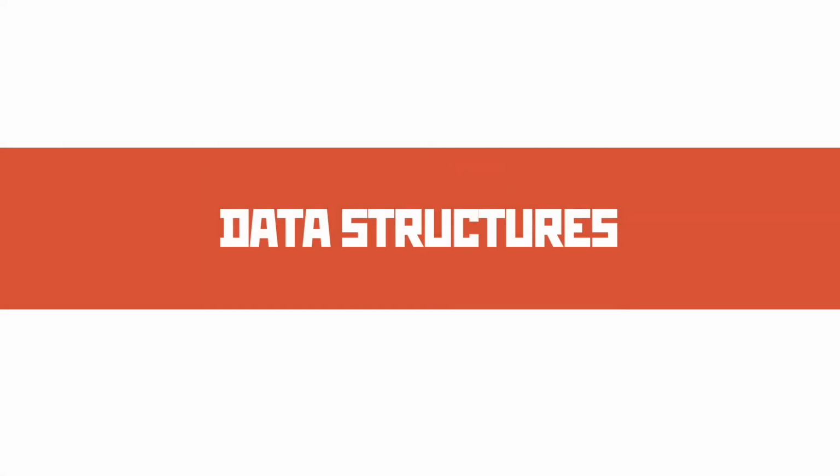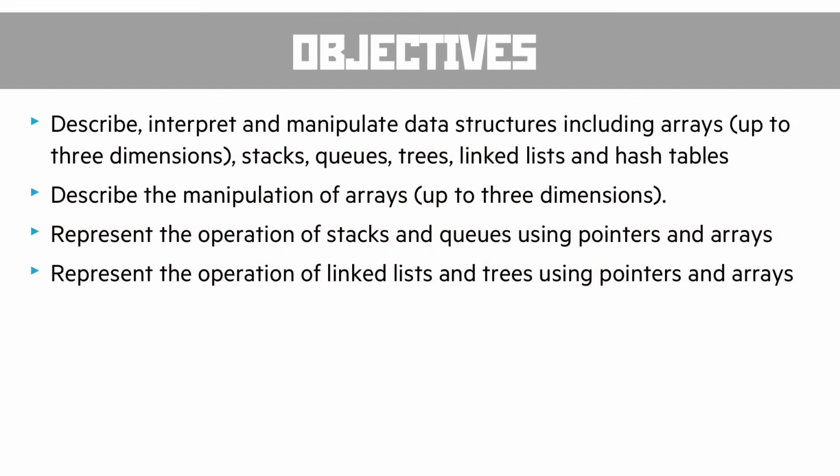Unit 3.1 is all about data structures. So it's looking at how we use different kinds of data structures, how we manipulate and operate them. The objectives in this case are all quite bland because what we need to do is get into each data structure and see how it works.